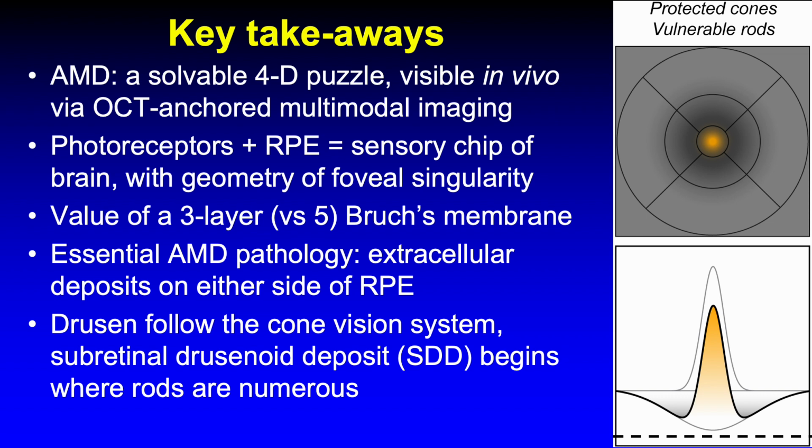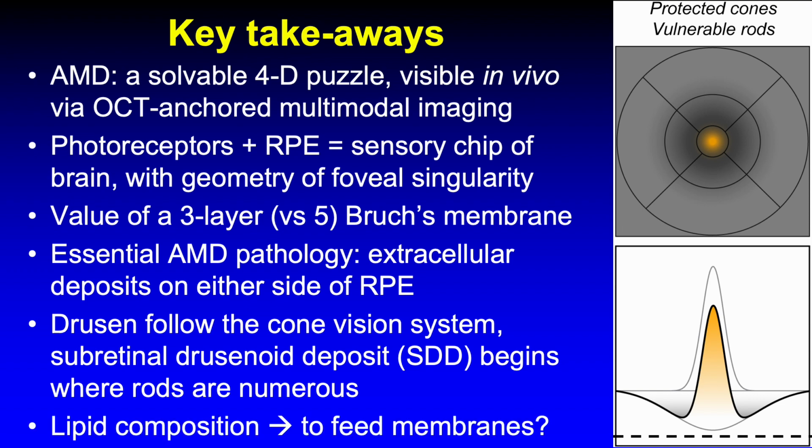Drusen followed the cone vision system, and subretinal drusenoid deposit, or SDD, begins where the rods are numerous. One hypothesis incorporating the deposit lipid composition is that they both represent failed outward transport of lipids, mostly those taken up from diet, to maintain the membranes of cones and rods.